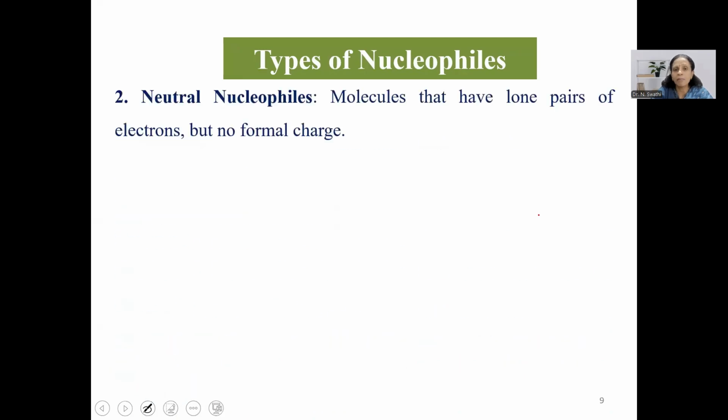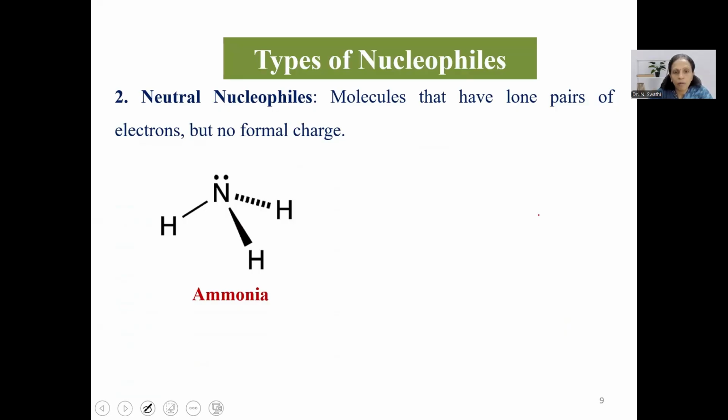Now the second type of agents are known as neutral nucleophiles. That means charge-wise there is no formal charge for these nucleophiles, but because these molecules contain lone pairs of electrons, that is n electrons, in their structure, they are considered neutral nucleophiles. The examples are ammonia and water.